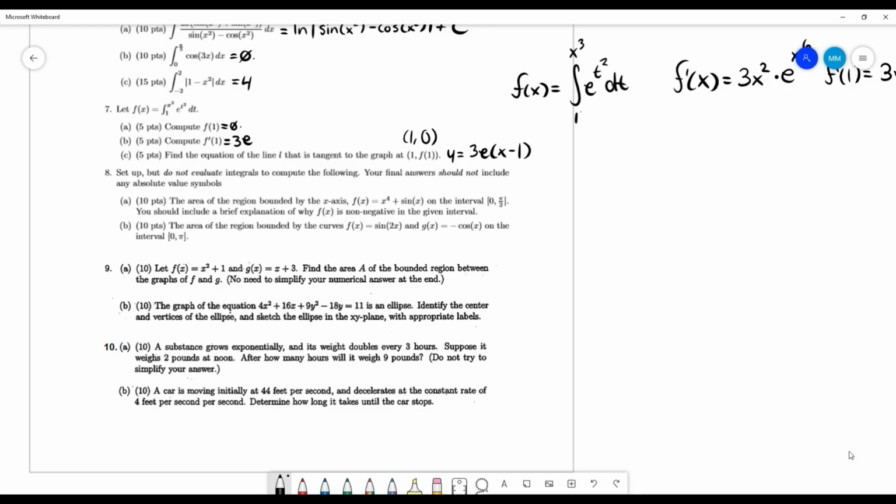So taking a look at this first one, it says set up the area of the region bounded by the x-axis, f of x equals x to the 4th plus sine of x. So bounded by this function and the x-axis on the interval 0 to pi over 2. And we should include a brief explanation of why f of x is non-negative in the given interval. Looking at this, it is continuous on this interval, right? We know there are no discontinuities from 0 to pi over 2.